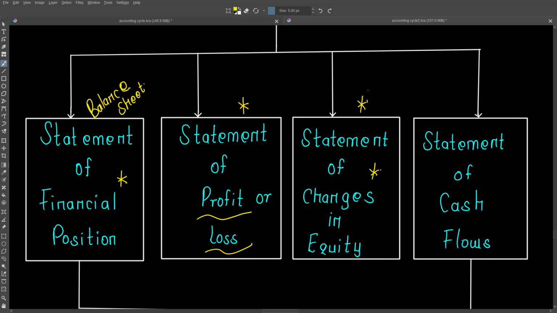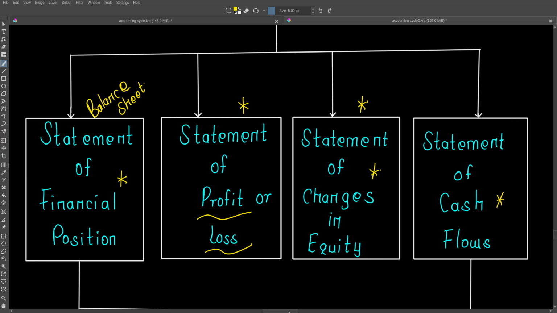They want the business to present this to show how the shareholders' movement is, or whether there is any share capital that has come in, or what has been happening during the period. Okay, then in terms of equity, we have the statement of cash flows.